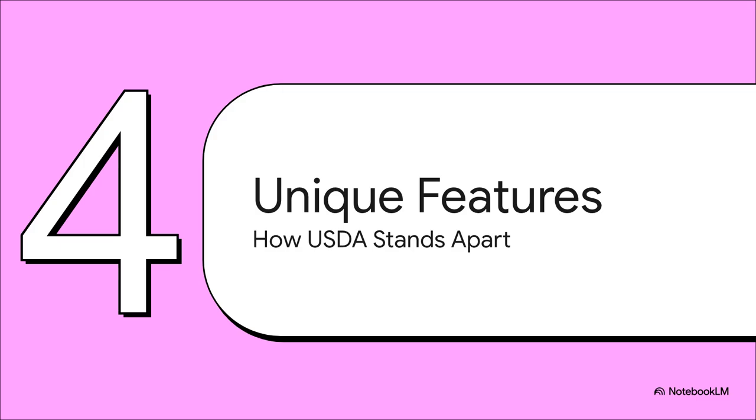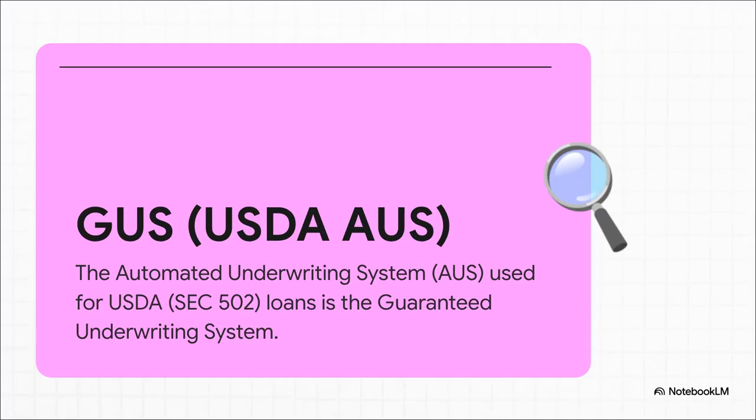Okay, we've got the numbers down. Now let's look at what makes USDA loans different. These are the little details that will help you tell them apart from FHA and VA loans when you're staring at a tricky exam question. So every big loan program has its own automated underwriting system. It's AUS. You've got DU for Fannie Mae, LPA for Freddie Mac. So what's the USDA's version? It's called GUS, the Guaranteed Underwriting System. Just connect those two in your head. USDA uses GUS. Simple as that.